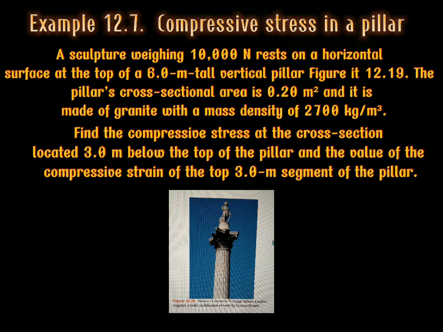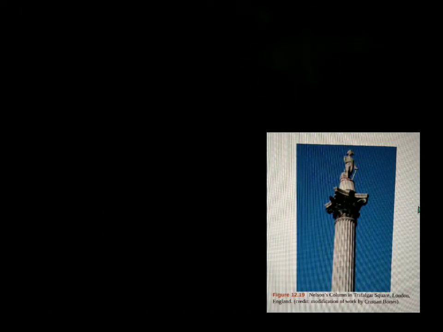Find the compressive stress at the cross-section located 3.0 meter below the top of the pillar and the value of the compressive strain of the top 3.0 meter segment of the pillar. So first, we find the weight of the 3.0 meter long top section of the pillar. The normal force that acts on the cross-section located 3.0 meter down from the top is the sum of the pillar's weight and the sculpture's weight.